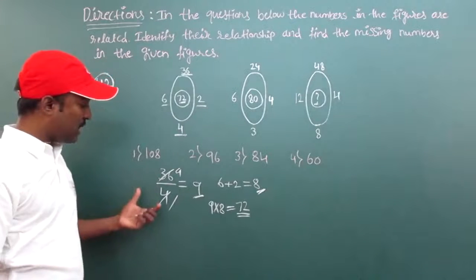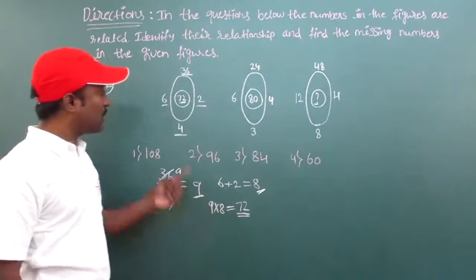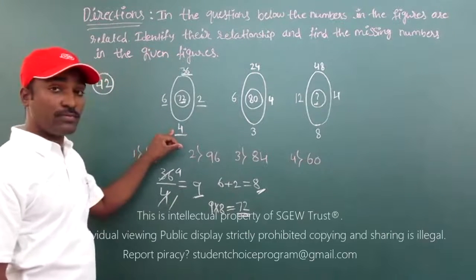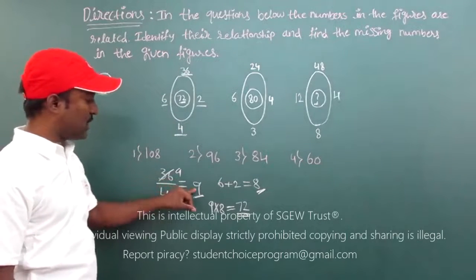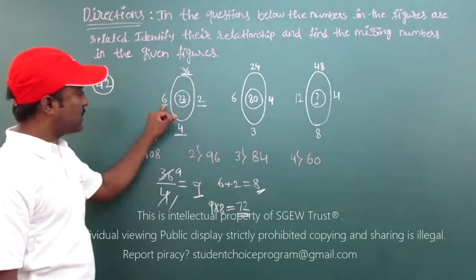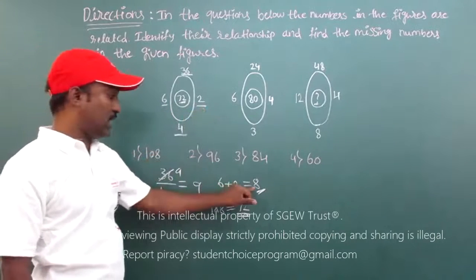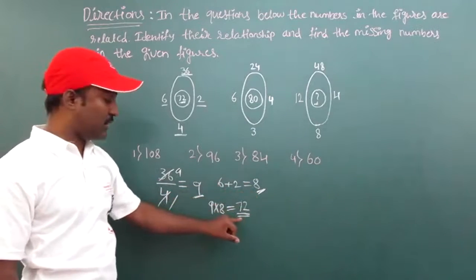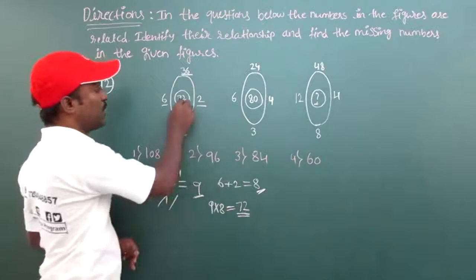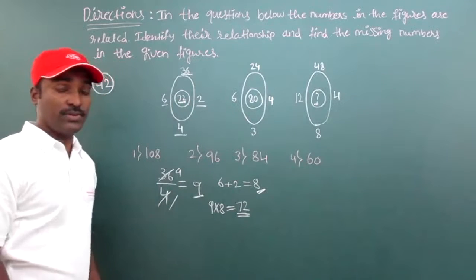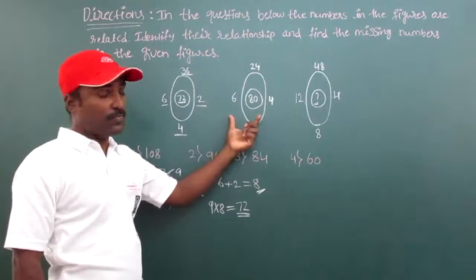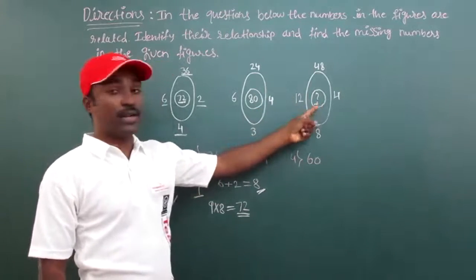So this is how I obtained this 72 by using the surrounding numbers. First 36 divided by 4, I got 9, and then I added 6 and 2, I got 8, and then I multiplied both the numbers 9 and 8 and I got 72, which is the number present at the center of the circle. Now I will use the same technique here. If it works, then I can use it to get the missing number.